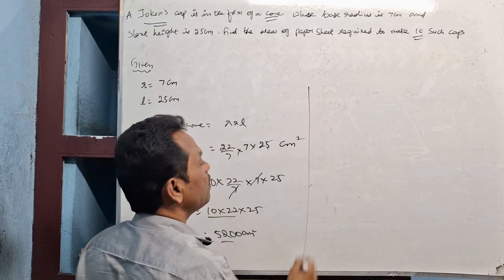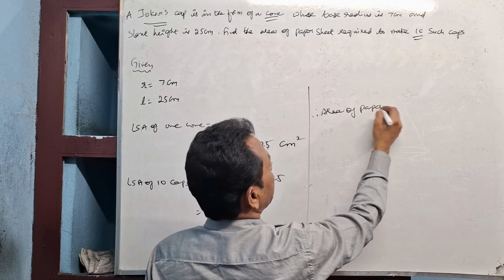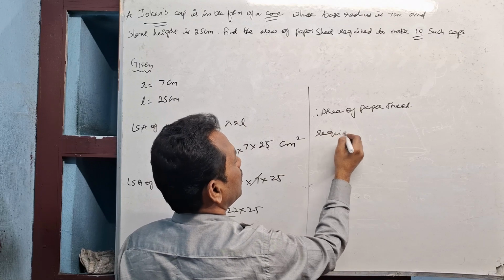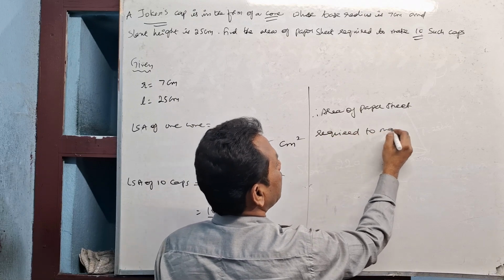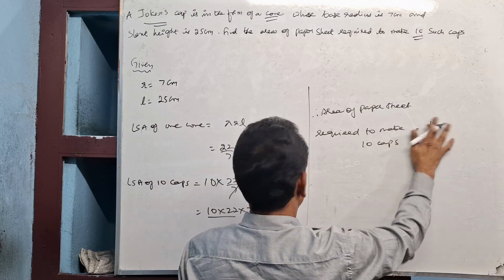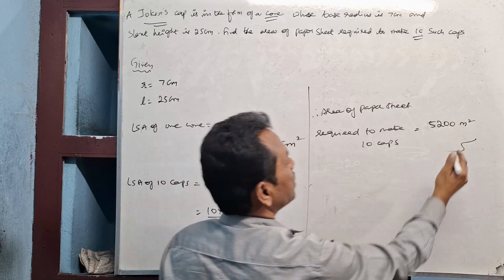So therefore, area of paper sheet required to make 10 caps equals 5200 centimeter square.